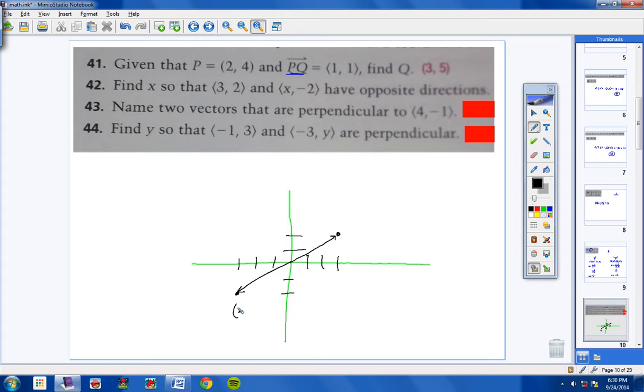So -3, -2. Think about that. Okay, watch it again if you need to. All right, moving on to number 43.